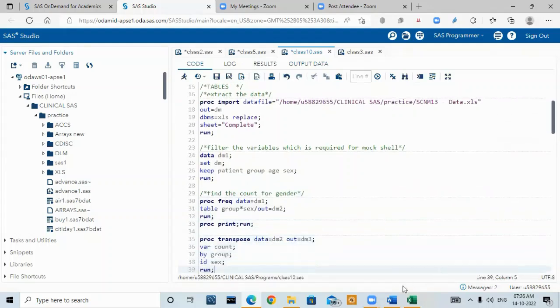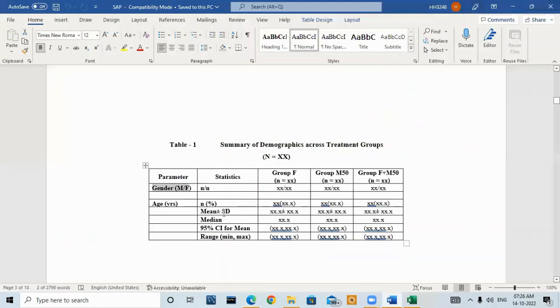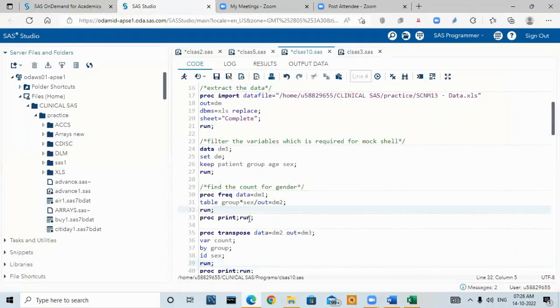See, the first part I told you, we can divide into 2 parts. In the first part we are doing the gender statistics. What type of statistics is this? Just see here. N means what? N means frequency count. Where do we get the frequency count? Which procedure is measuring the frequency? Proc freq is there. So that's why we are doing proc freq.